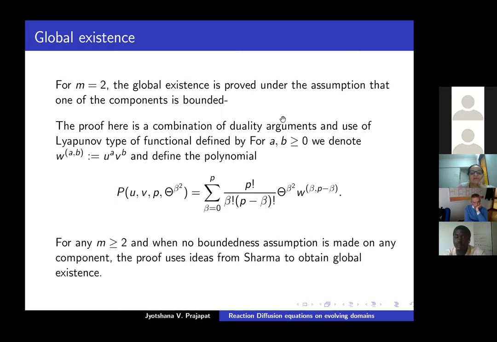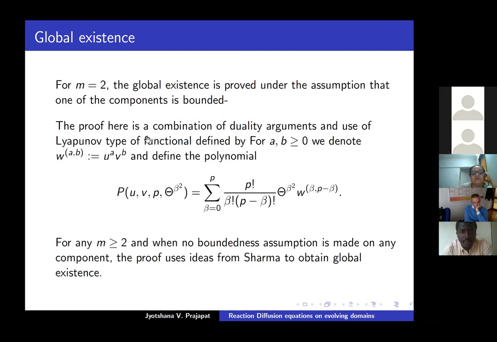So it was natural that we extend the similar ideas to the evolving or deforming domain case. So that's what I have written here, that our proof is a combination of duality arguments. The duality argument gives you LP bounds for the component functions. And then if you want to show T max is infinity, you assume by contradiction T max is finite. And then the duality argument gives you LP bounds.